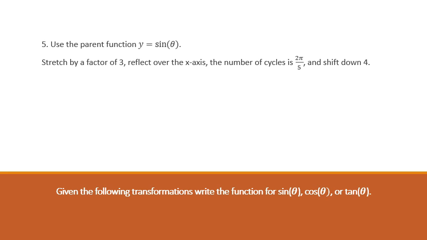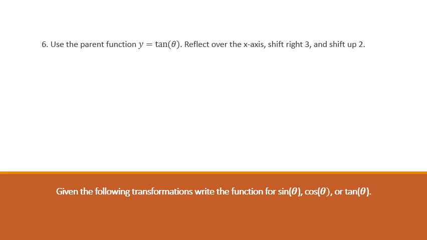Next one, parent function y equals sine. We're going to stretch by 3, reflect over the x-axis, give the number of cycles, and then shift down 4. So reflect over the x-axis, stretch by 3. Now the number of cycles is the b from earlier, so that means that 2 pi fifths goes in front of the theta. They're not giving us a left or right shift, so we can close our parentheses, and they want a down 4. Okay, so that makes sense. Reflect, stretch by 3. Number of cycles is 2 pi fifths, which goes in front of the theta. There's no left or right shift, down 4.